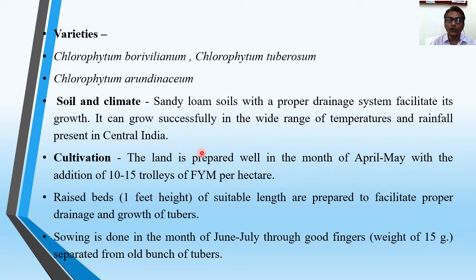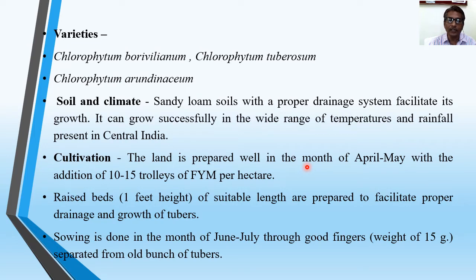It can grow successfully in a wide range of temperatures and rainfall present in central India. The cultivation practices: the land is prepared well in the month of April-May with the addition of 10 to 15 trolleys of farmyard manure per hectare. While cultivating, we have to raise beds of suitable length, which are prepared to facilitate the proper drainage and the growth of the tubers.